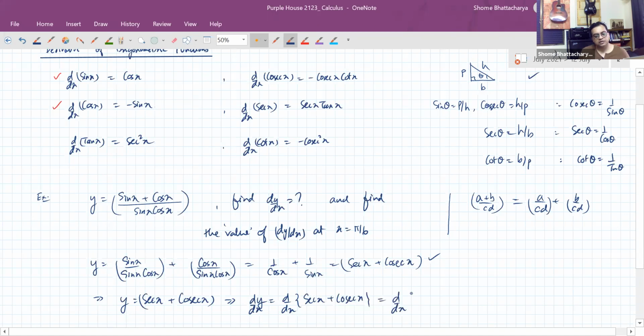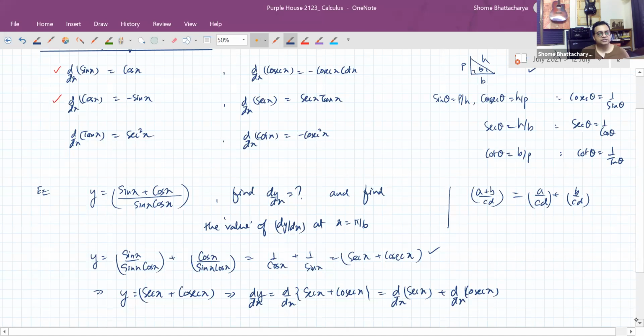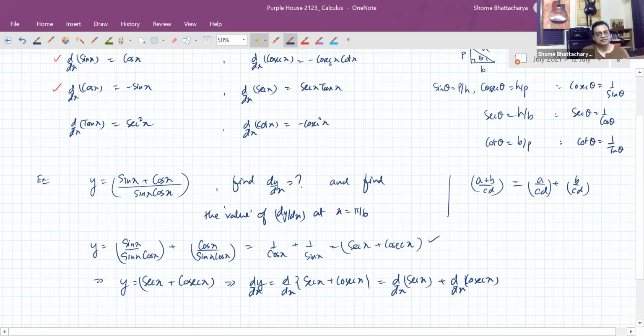So it becomes differentiation of the first term, that is sec x, plus differentiation of the second term, cosec x. And now the next step, we can just refer to the formula table above. So you can see from there that differentiation of cosec x is minus cosec x cot x, whereas differentiation of sec x is sec x into tan x. So this will finally become sec x into tan x minus cosec x into cot x. And that is our final answer.